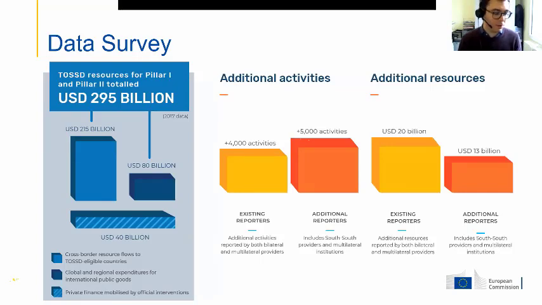So these were divided between 4,000 activities for existing reporters, so reporters already reporting to the OECD DAC, and 5,000 activities by additional reporters, so reporters who didn't previously report to the OECD DAC. This includes most notably multilateral institutions like UNDP, an example that we've already used, but also South-South providers. So in the TOSSD data survey, you had Costa Rica and Brazil participating. And so these 5,000 activities also come from them. These activities represent about 20 billion and 13 billion respectively, for the existing reporters and the additional reporters.